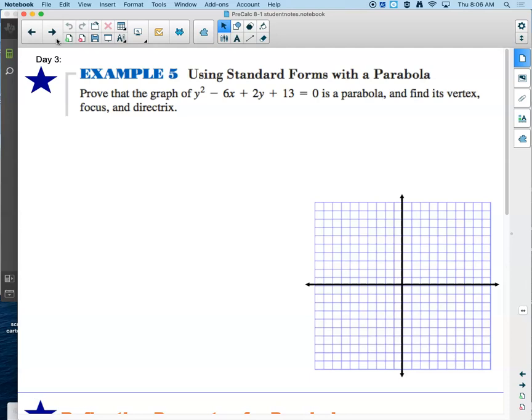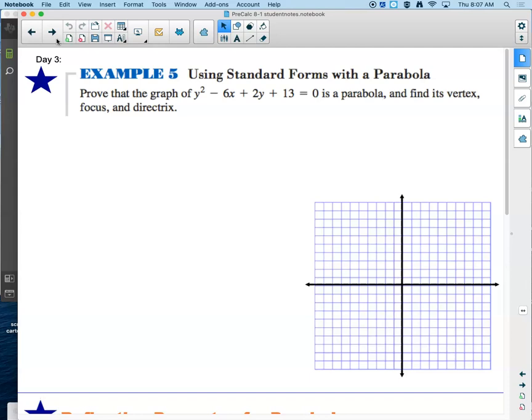So with example 5, it says using standard forms with a parabola, prove that the graph of y squared minus 6x plus 2y plus 13 equals 0 is a parabola. And then we're going to find all the good stuff for it. So the vertex, focus, and directrix. And the way that we tell a parabola is, parabolas only have a y squared or an x squared.